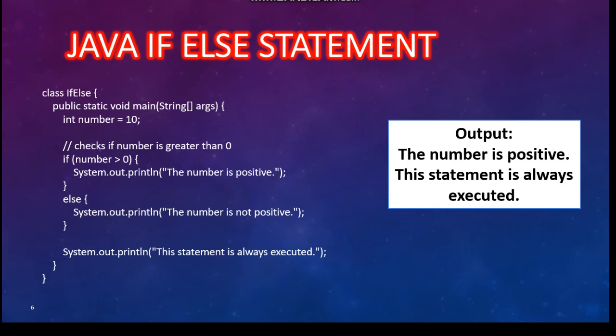System.out.println: this statement is always executed. This will be common to all the programs, but the main thing is the number is positive or the number is negative. If number is greater than 0, it means it is positive, so the first expression will be evaluated and it will be true. So this is the example of the if else statement.